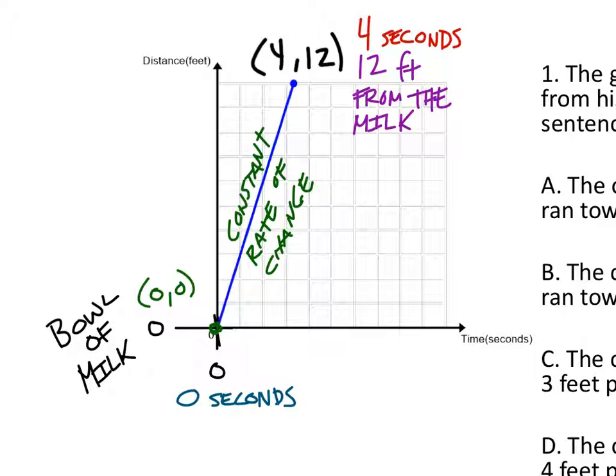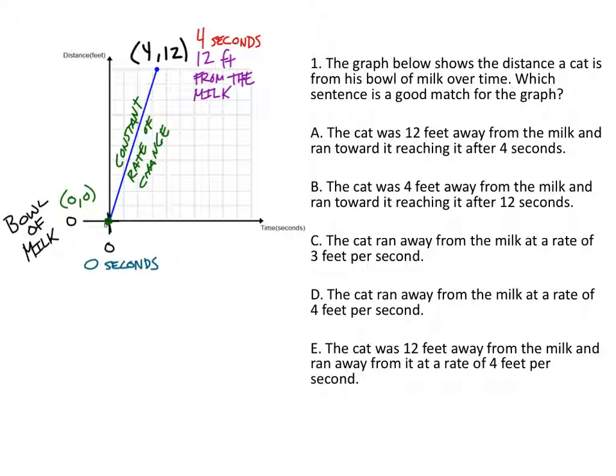So let's look at those five again. On this one, part A, it says the cat was 12 feet away from the milk and ran towards it, reaching it after 4 seconds. So that means it would have to start here and then run towards the milk, something like this, okay? But that isn't shown. So we know it's not A.